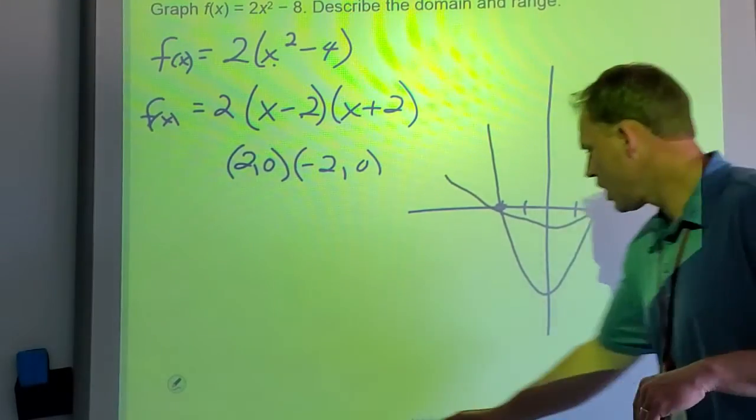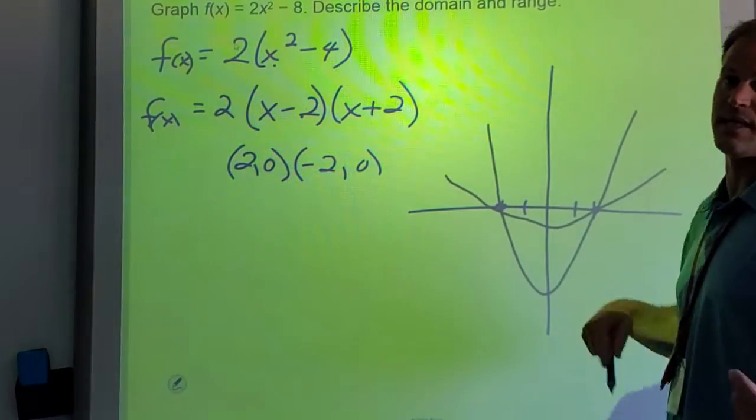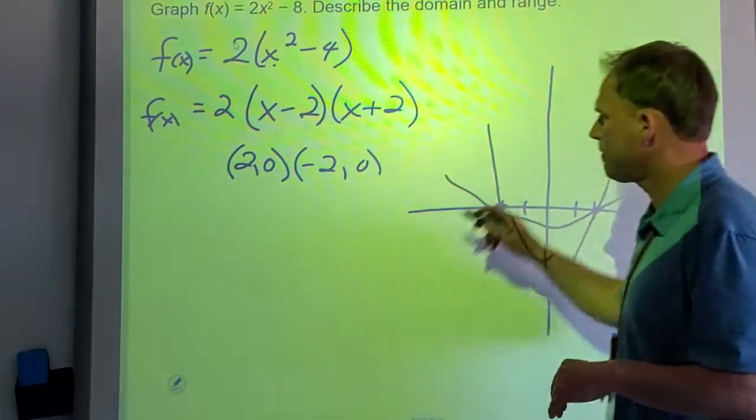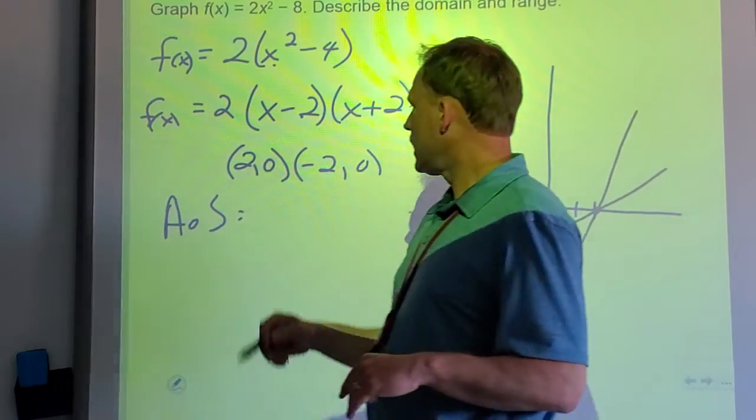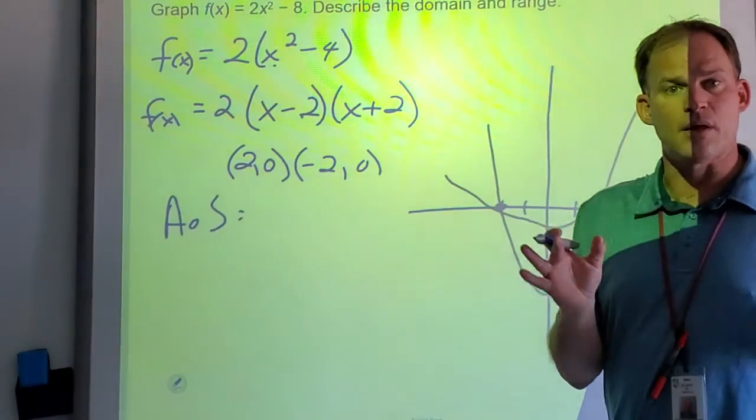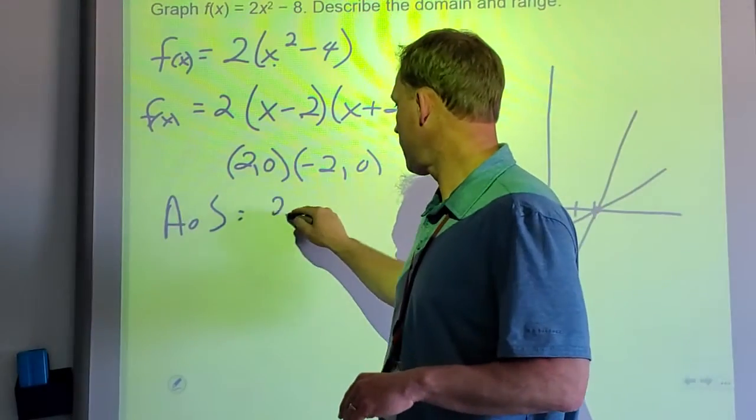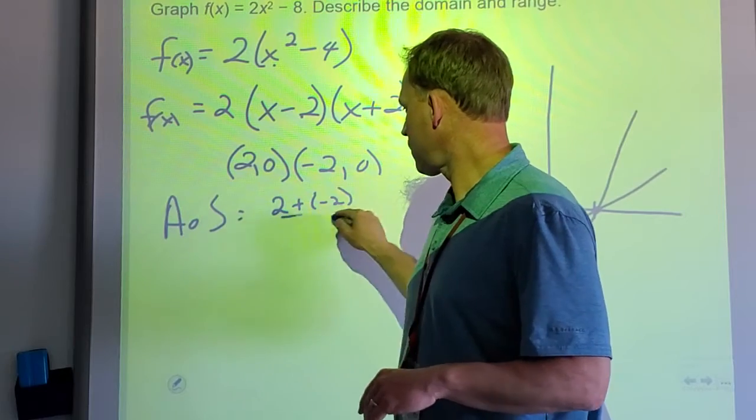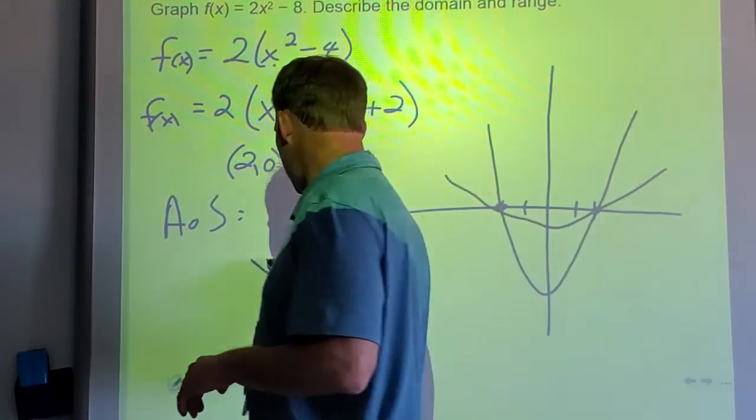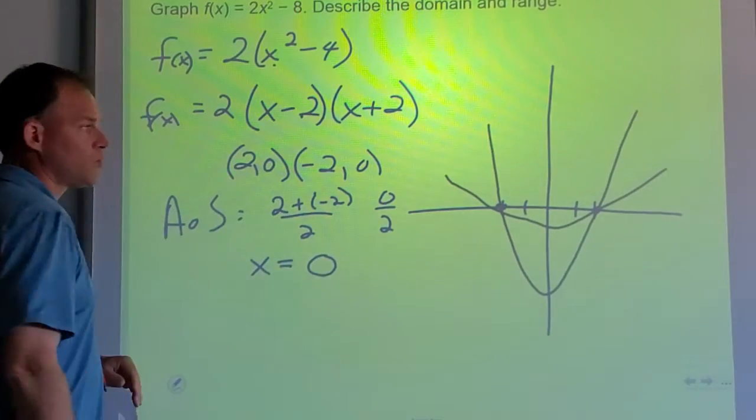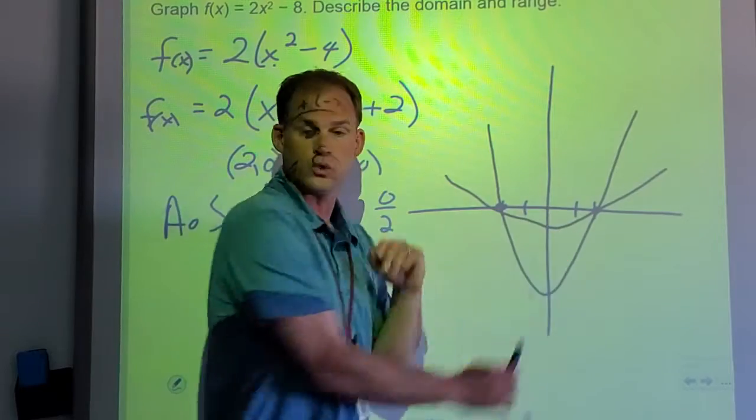All right, so now I've got to find out exactly where this vertex is. In order to find the vertex, I need the axis of symmetry. The axis of symmetry, add the 2 intercepts together and divide by 2. So 2 plus negative 2 is, of course, 0. So my axis of symmetry is 0, which of course I can look at the graph and I can see it's halfway between those 2.